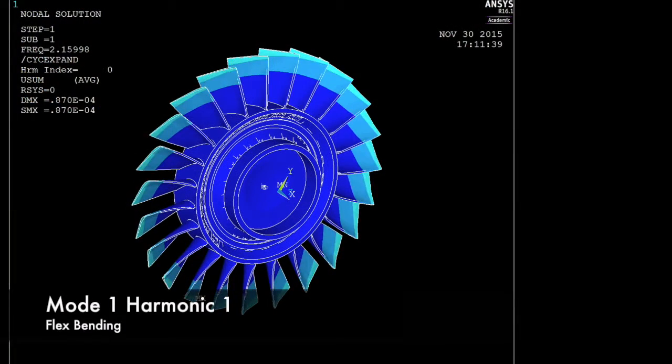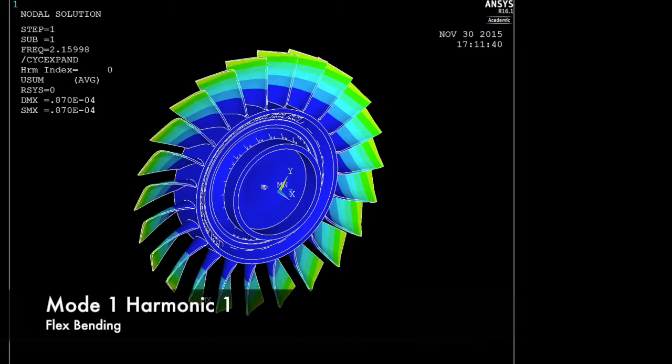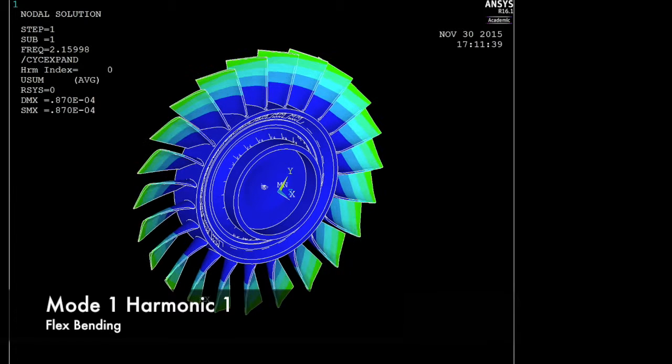There are several different motions that can occur in vibrations of these bladed discs. These can include flex bending, torsion, stripe bending, and edgewise bending. Seen here is the first mode that occurs for this bladed disc.